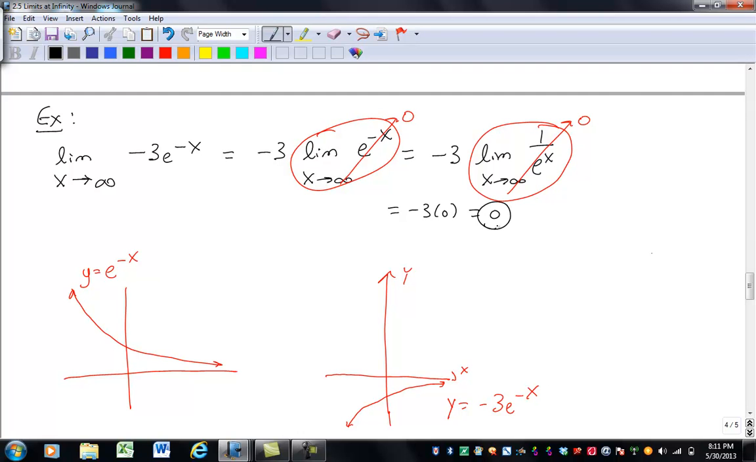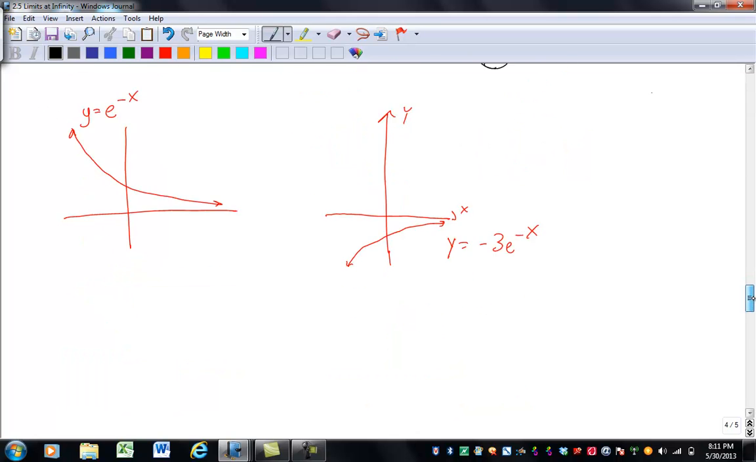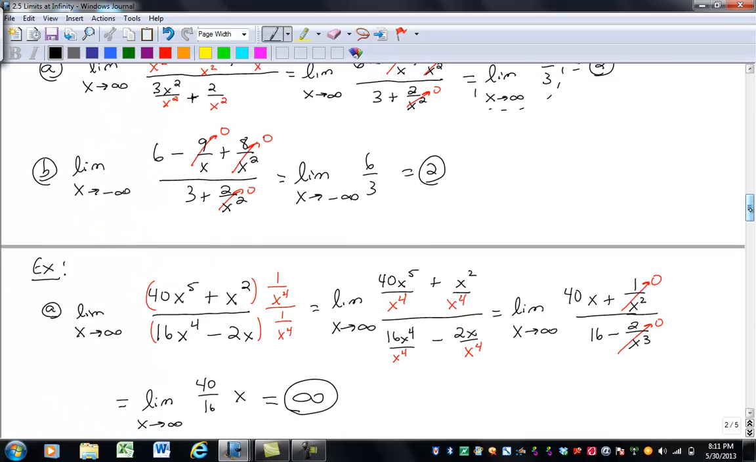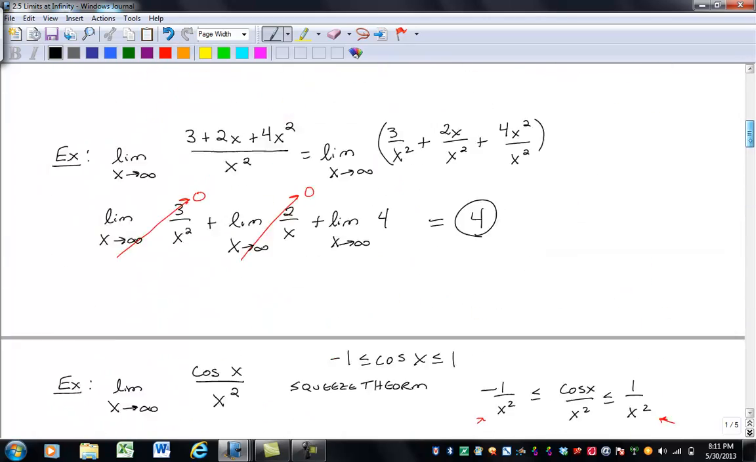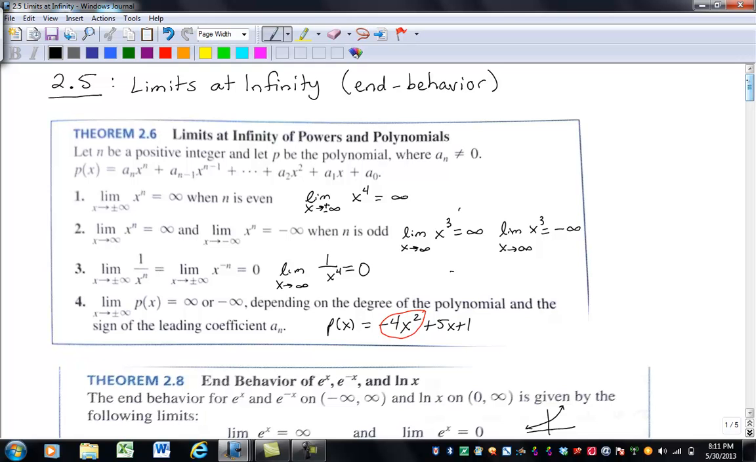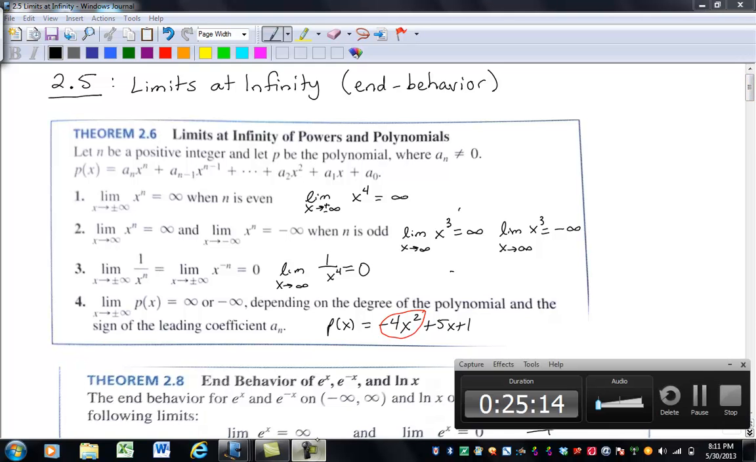And if you look at the graph, you'll notice that. As x goes really far to the right, the y value looks like it's approaching 0. So that's the idea of evaluating limits at infinity. Limits at infinity are horizontal asymptotes, but they describe the end behavior of the graph.